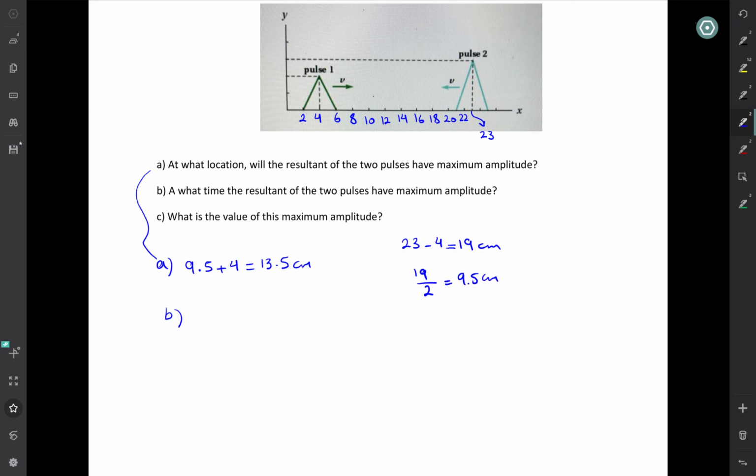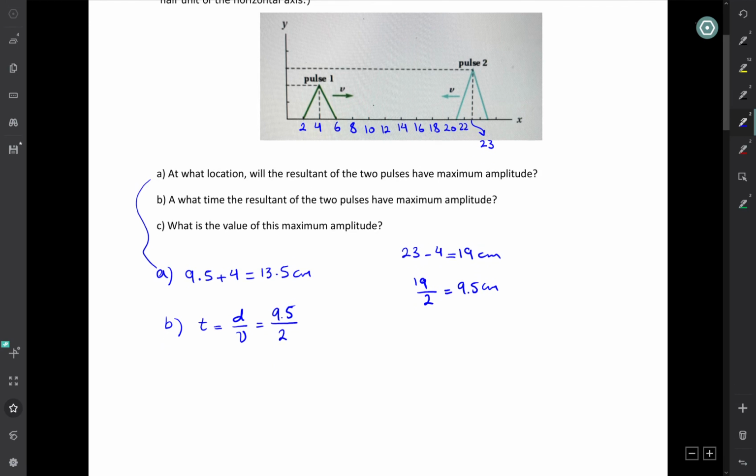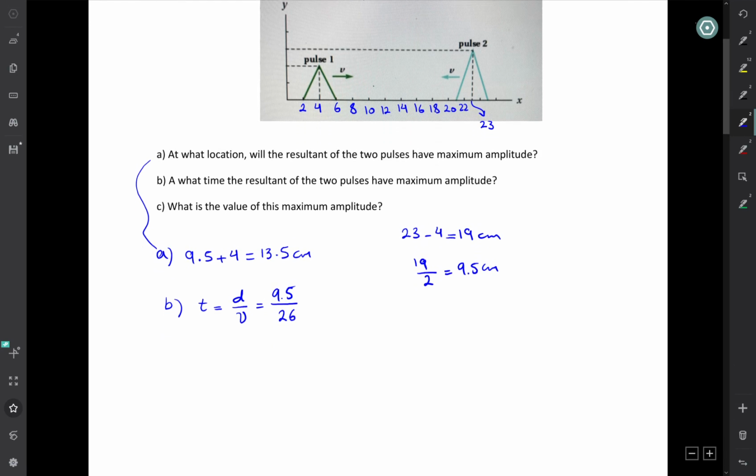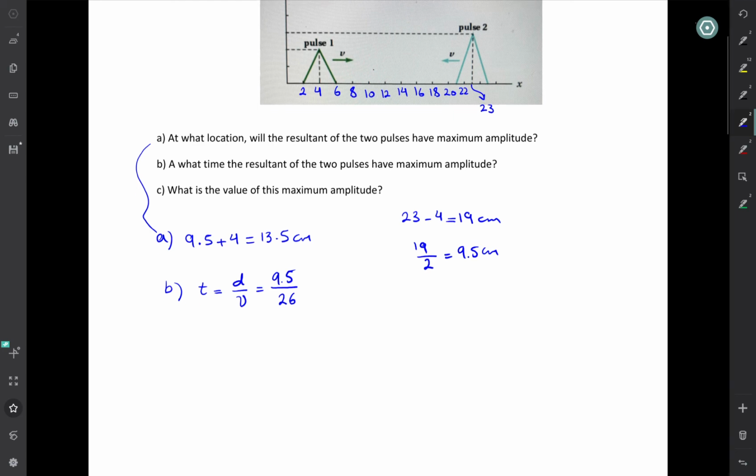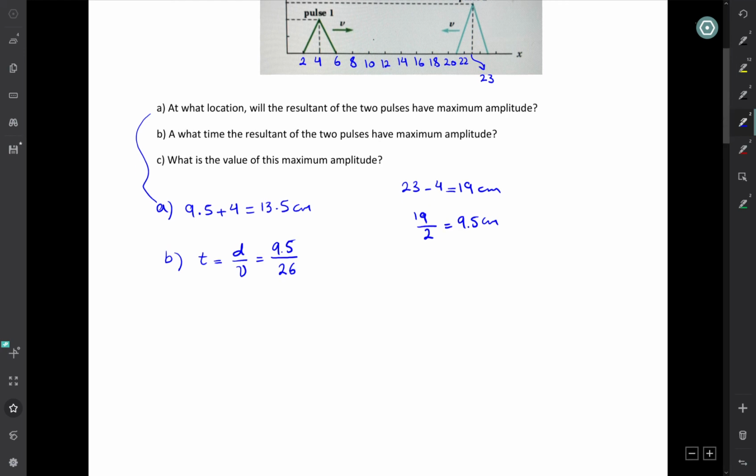There's also another way to do it. For pulse 1, the time of travel t equals the distance that pulse 1 has traveled divided by its speed. If I substitute the distance that pulse 1 has traveled, which is 9.5, and divide it by the speed of pulse 1, which is 26, I will get the time where the two pulses meet. So you could also solve it this way and get exactly the same solution. You could divide 19 by 2 times v, like what we did in the exam prep session, and you would still get the same value.